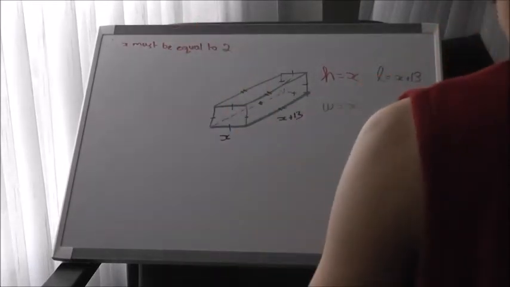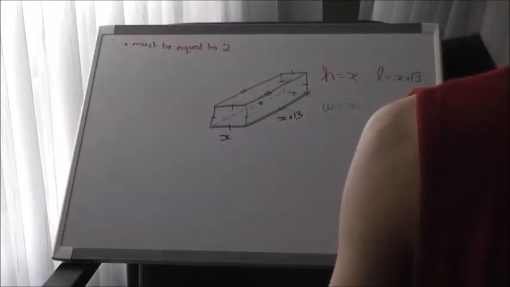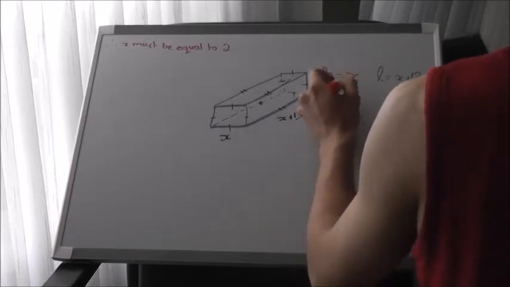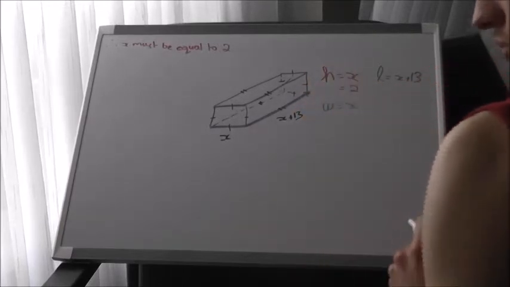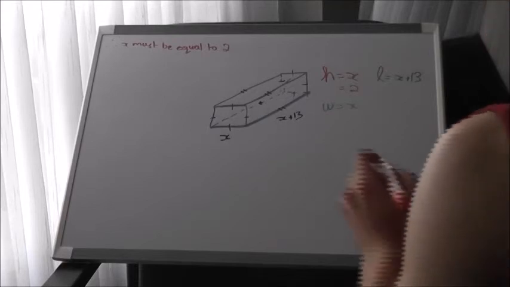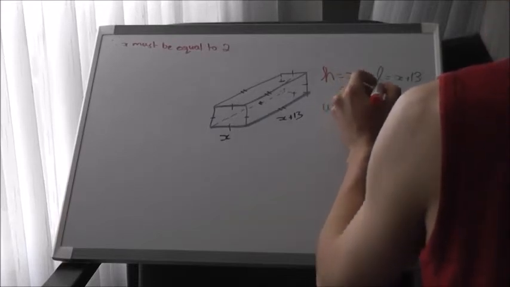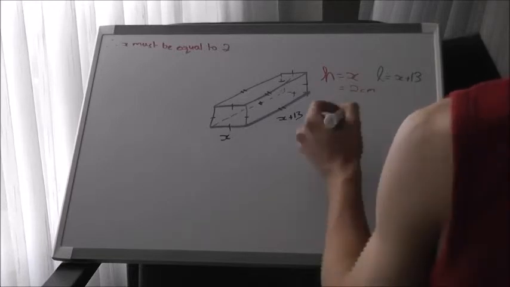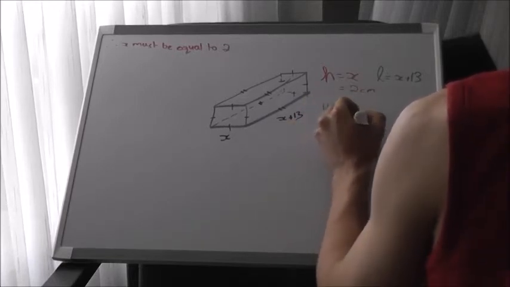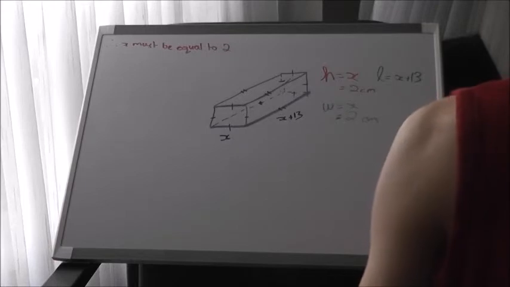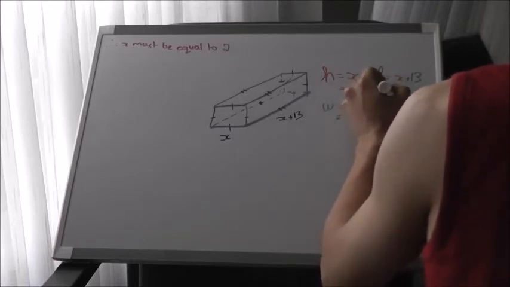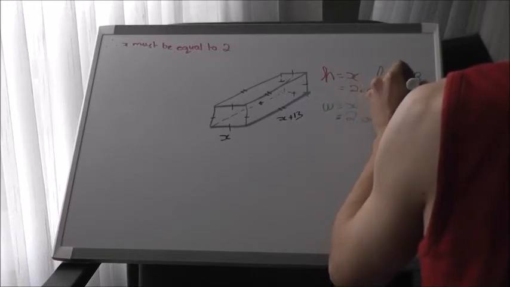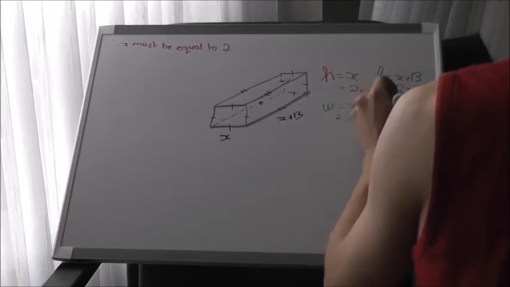This means that wherever there is an x in our height, width, and length, we now make that 2. So our height is now equal to 2 centimeters. And that means we know that our width is also equal to 2 centimeters. And our length is equal to 2 plus 13. So you add 2 and 13, that gives you 15.